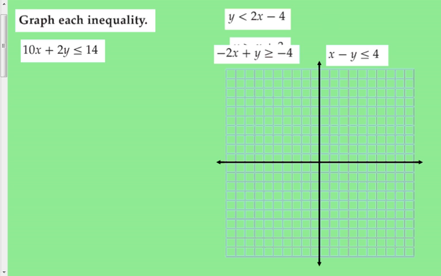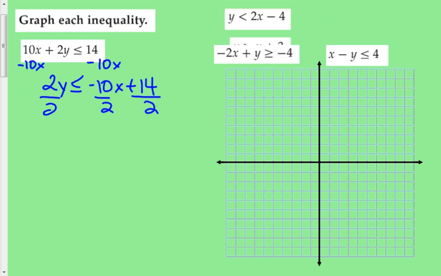Solving for y, first we'll subtract our 10x. We'll be left with 2y less than or equal to negative 10x plus 14. We'll divide by 2. Everything on the other side divided by 2. These are gone, leaving y less than or equal to negative 5x plus 7.